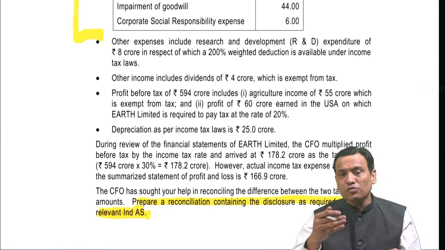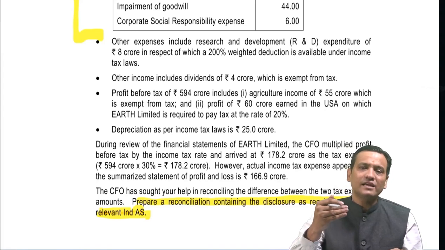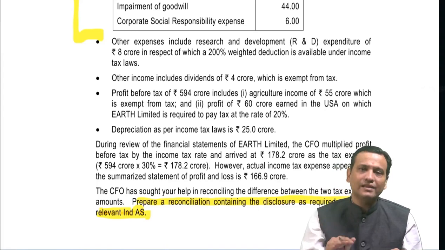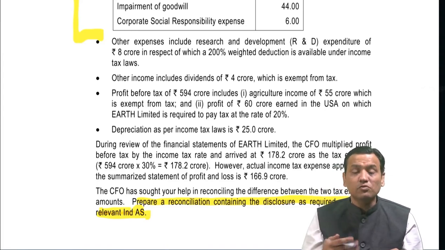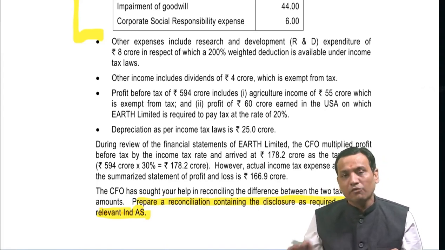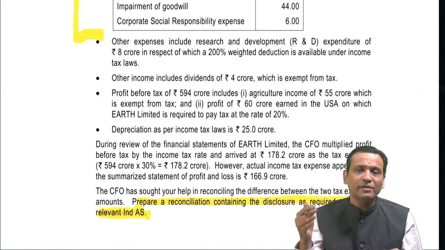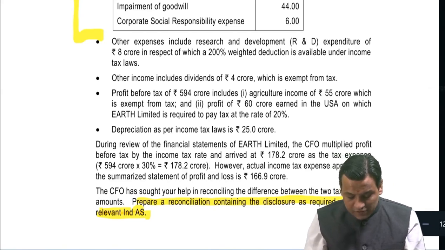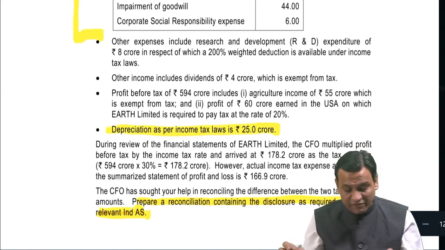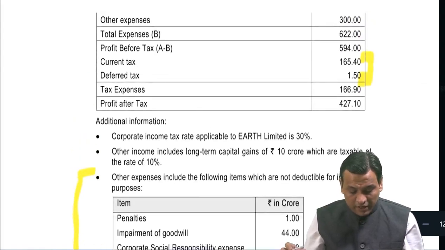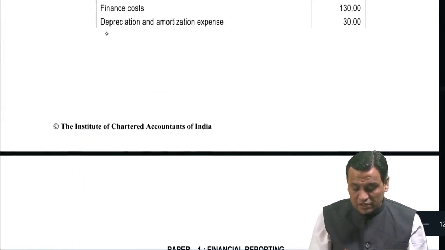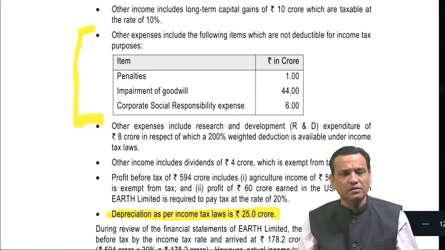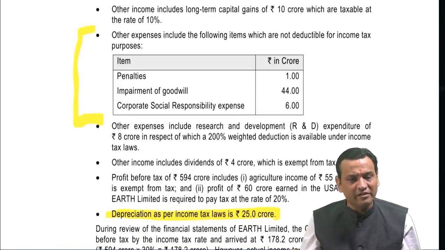So we just need to identify tax as per books of accounts, which is what the CFO has done, and the actual tax I have paid, which is my tax expense. Of course, one more point is there, my friends, and that point is with respect to depreciation as per income tax laws of 25 crore, while we have considered depreciation and amortization of 30 crore. That is nothing but with respect to our deferred taxes.